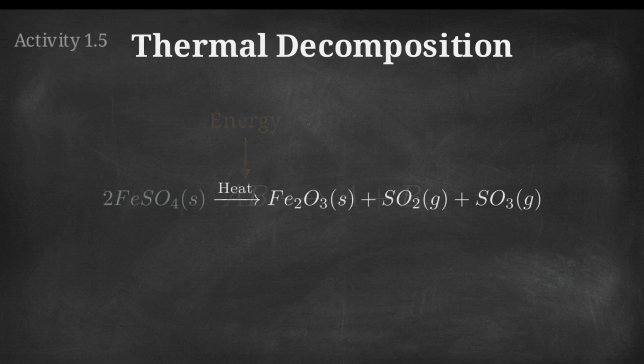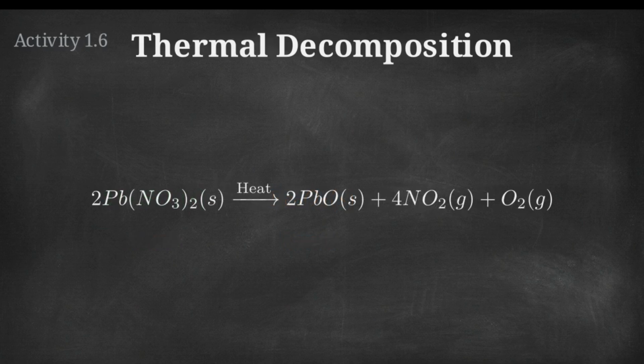In activity 1.5, heating green ferrous sulfate crystals causes them to lose water and break down into ferric oxide and sulfur gases. You can actually see the color shift from green to brown. We see this again in activity 1.6. When lead nitrate is heated, it decomposes to form lead oxide and nitrogen dioxide. On a test, you'd identify this by the emission of brown fumes.